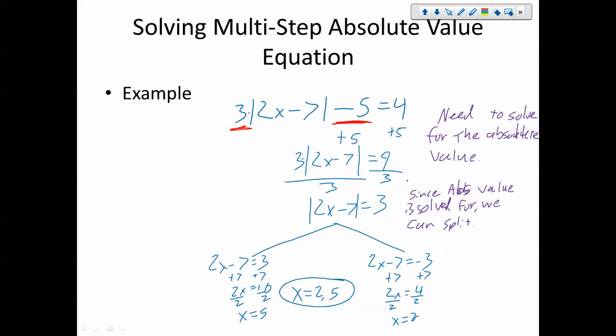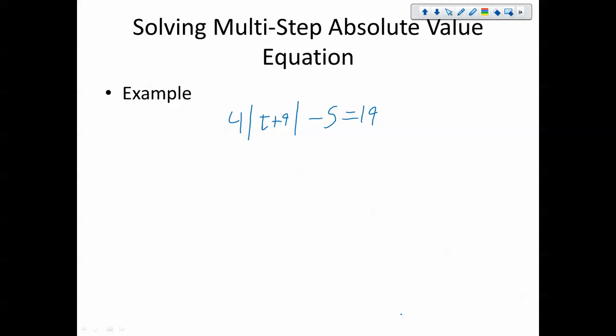I'm going to do one more example like this, because I know these ones are a little bit complicated. So let's do one more example before I have you do it on your own. Okay? I'm going to solve for this particular absolute value right here. I'm going to get rid of the minus 5 and the times 4 first. So I'm going to add 5, and that gives me 4 times the absolute value of 24. Then I'm dividing by 4, and I'm getting the absolute value of t plus 9 equals 6.